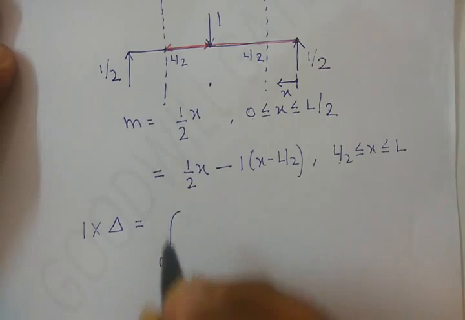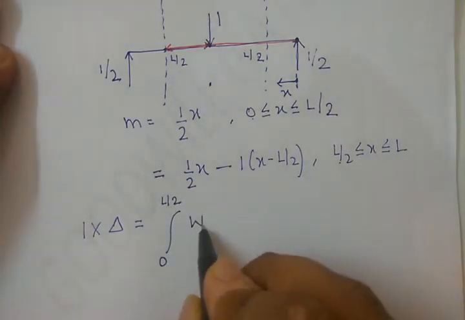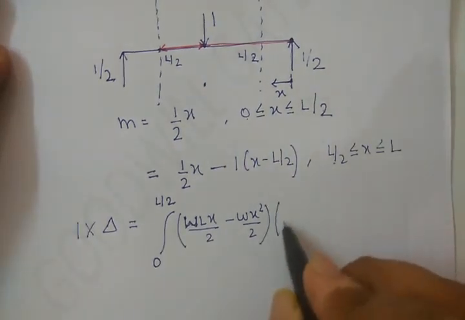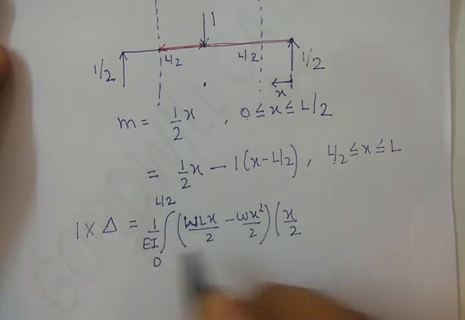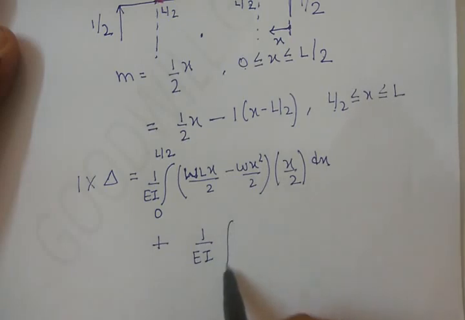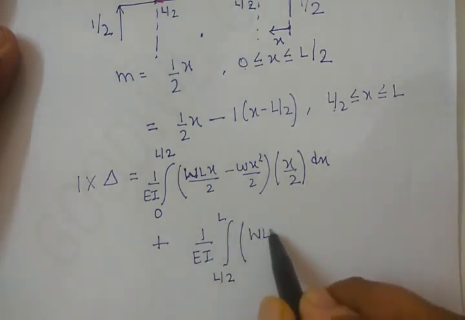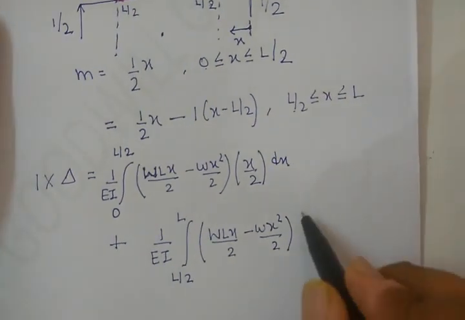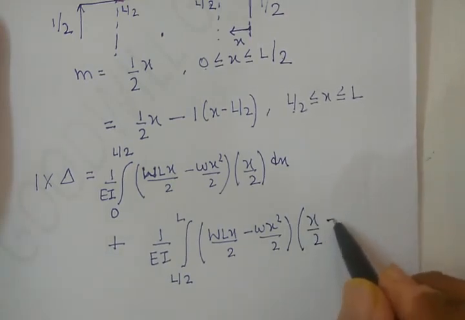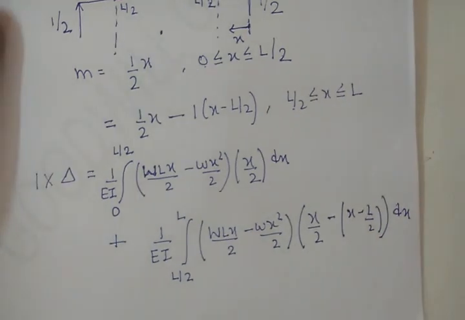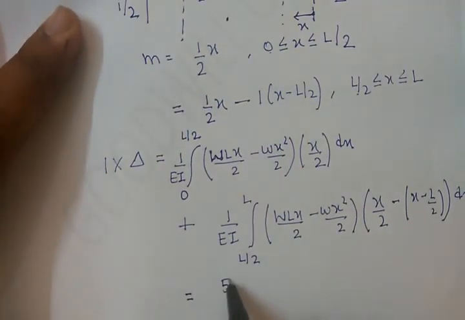So integration 0 to L by 2. I'm going to write capital M now: WLx by 2 minus Wx squared by 2. Sorry, these are same W's. This is capital M into small m, which is x by 2. So I'm taking EI outside, into dx. This is one portion. Plus 1 by EI, now it is L by 2 to L. Write your capital M again. Capital M is same for the entire length, right? So whether it is 0 to L by 2 or L by 2 to L, capital M remains same. But what is small m now in L by 2 to L? This is x by 2 minus, let's say, x minus L by 2, dx. You solve these two integrations, you will get your deflection of the beam as 5 WL to the power 4 divided by 384 EI.